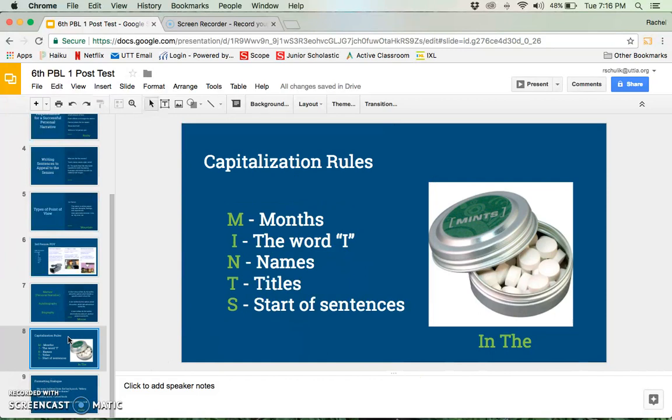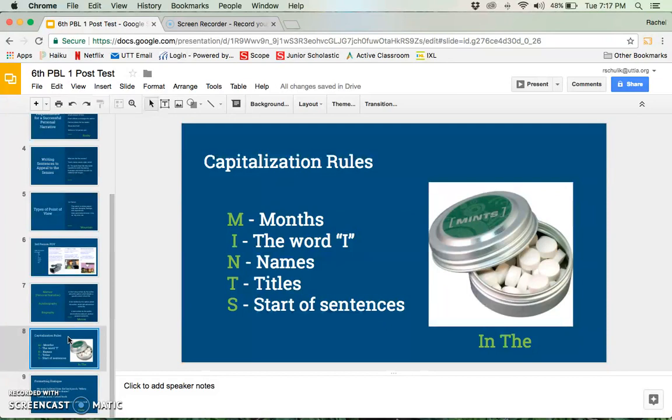All right, then moving on, we're going to talk about capitalization rules. When we are writing, it's important that we know which words to capitalize. And the acronym MINTS can help us do that. The first letter in MINTS is M, months. That helps us to know that we need to capitalize all the months of the year, such as January, February, so on, October, all those months. Then we have I, the word I. So when you say, "I went to Disney World," you need to capitalize that letter I because you are important and you as I are a proper noun.